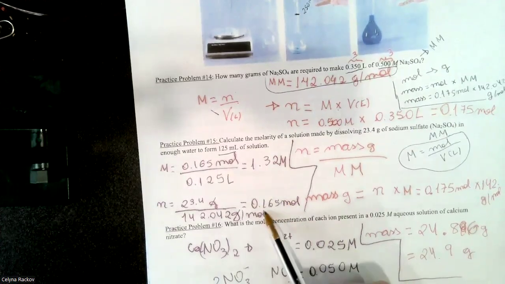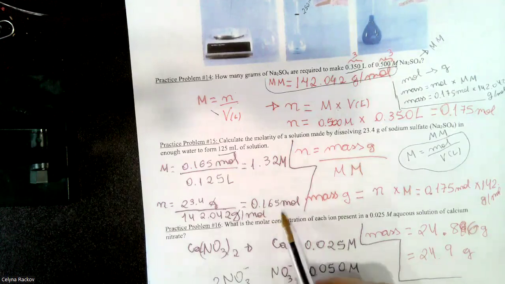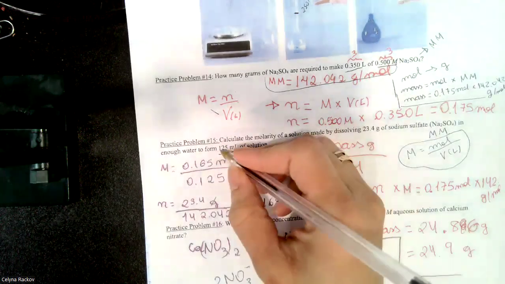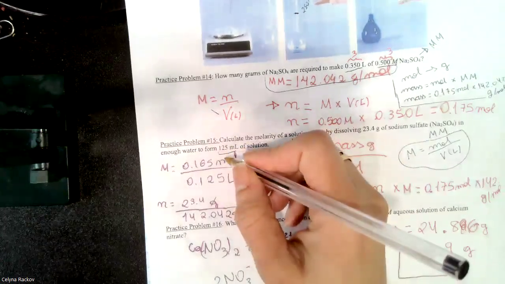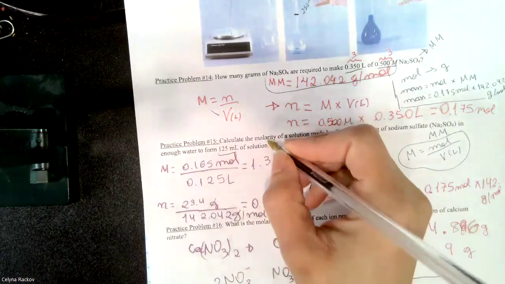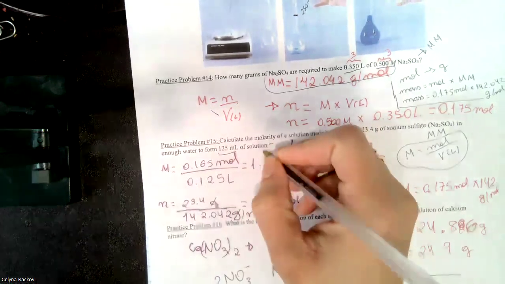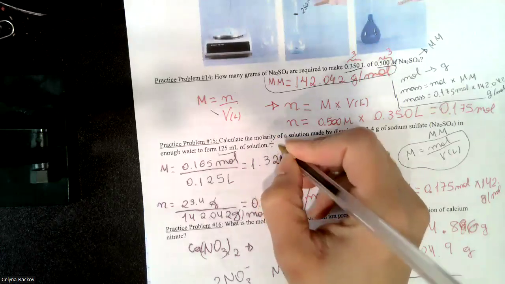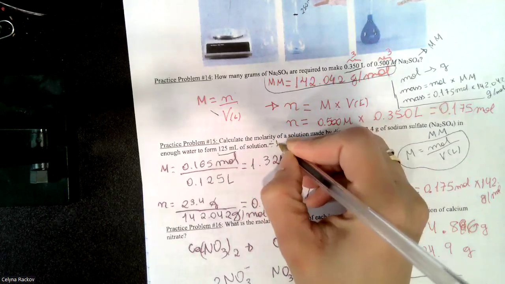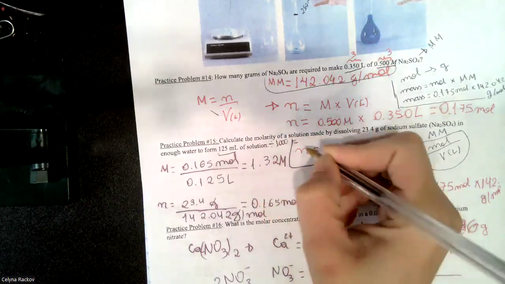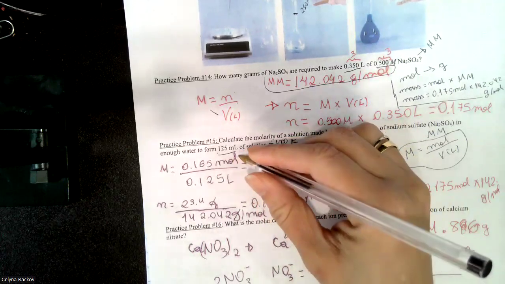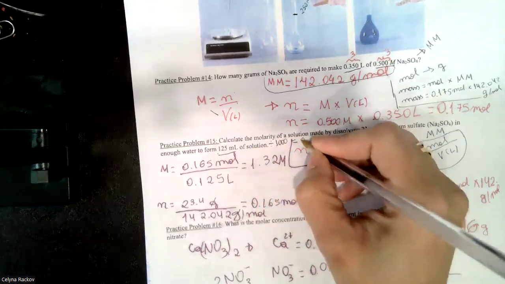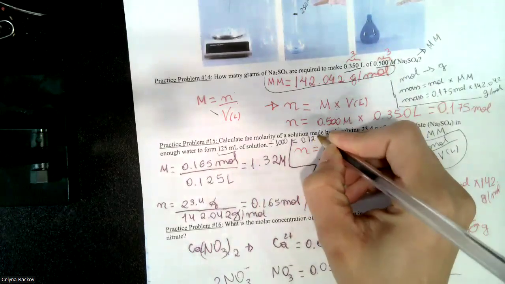Now that you have your moles here, we're going to divide it by the volume. The volume given was 125 milliliters, but you cannot use it in milliliters, you need to convert to liters. How do you do this conversion from milliliters to liters? Divide by 1,000. So 125 milliliters divided by 1,000 will be 0.125 liters.